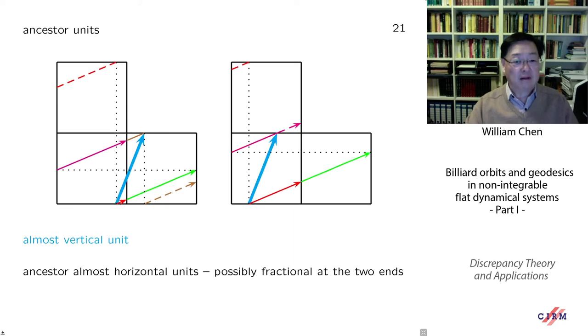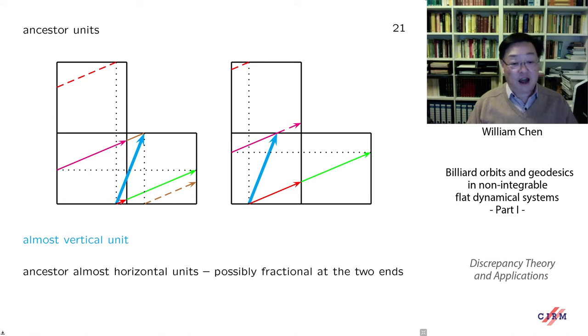Now, we need to look at what we mean by an ancestor unit. Remember, we start with a detour crossing. And when you have a detour crossing, you have a shortcut. Ancestor units are the reverse of this. So when we talk about an ancestor unit, it is rediscovering the original D2 crossing. So in these two pictures, we start with an almost vertical unit, which is in pale blue, right? This is the shortcut of an almost horizontal D2 crossing. So we now go and rediscover this D2 crossing.